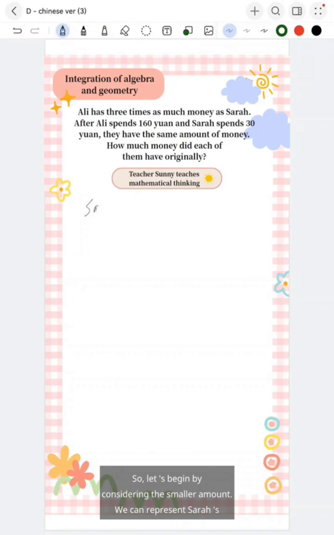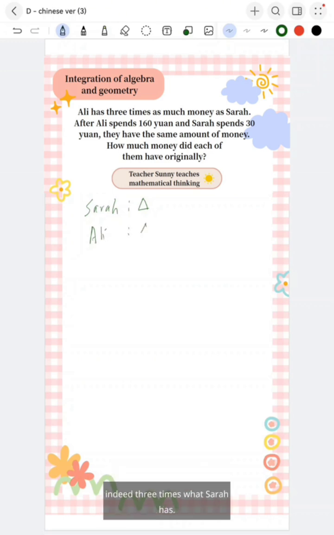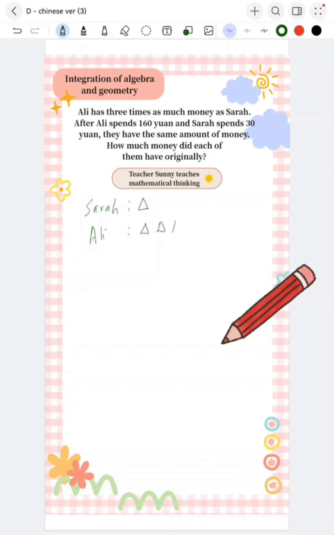We can represent Sarah's money as a simple triangle, which clearly stands for the amount of money Sarah has. Then, Ali's money is 3 times that of Sarah's, so Ali has 3 triangles, which is indeed 3 times what Sarah has.